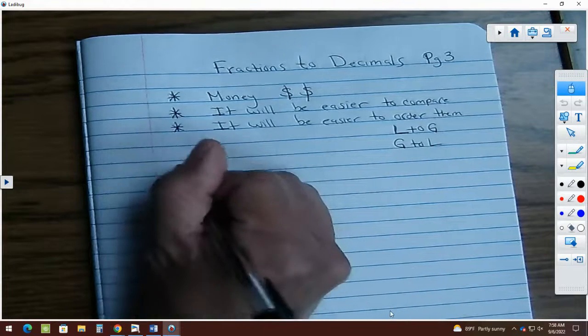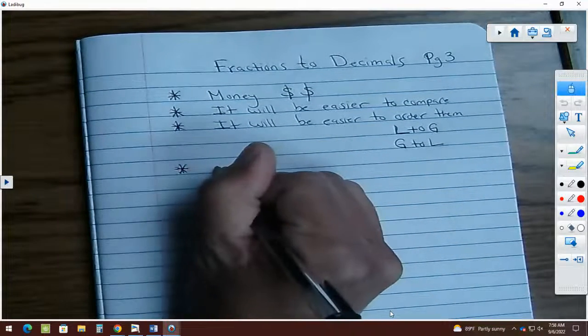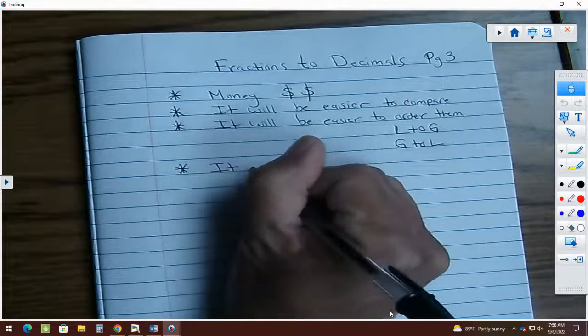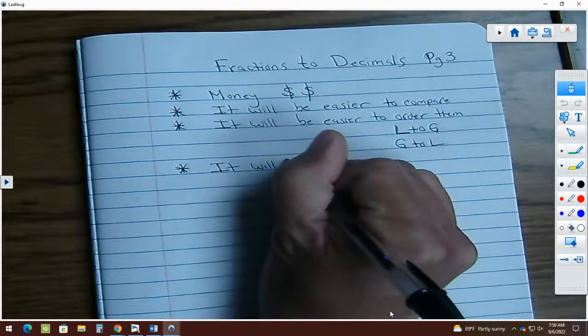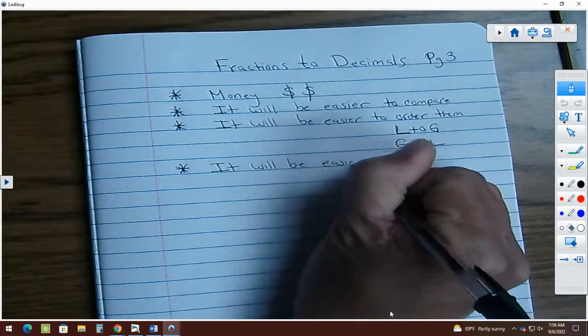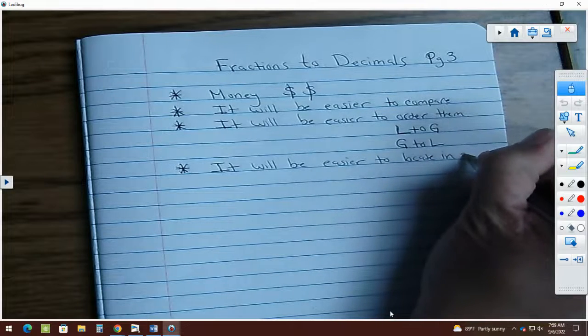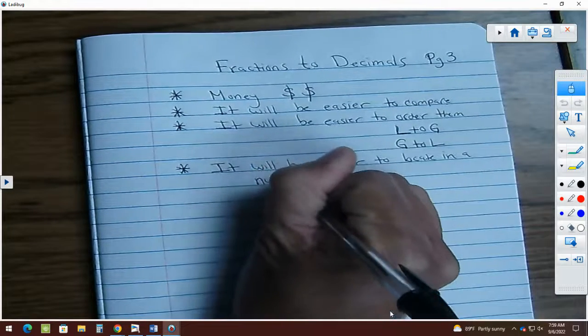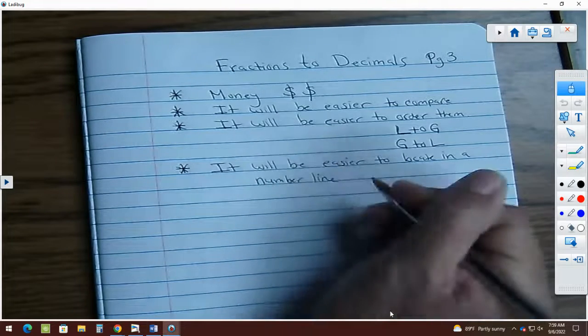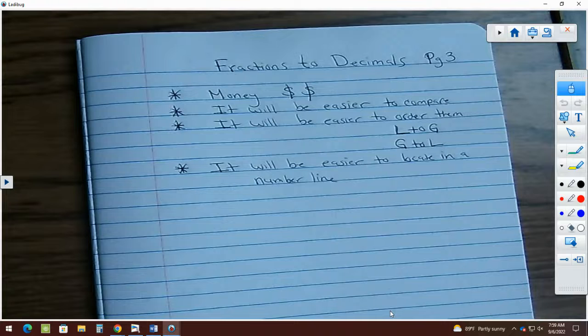And finally, it will be easier to locate in a number line. Questions? So I'm giving you the reasons. Why would I want to change fractions to decimals? Well, because I'll be able to think of money, and money is easier to understand because we all deal with money daily.